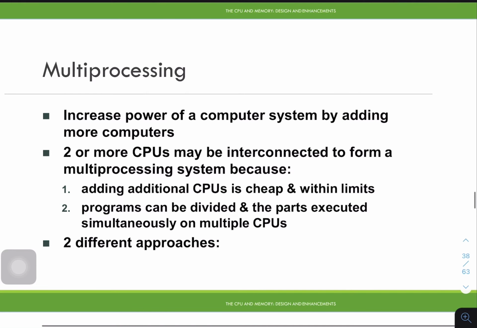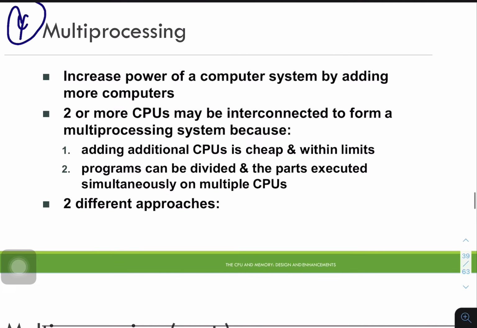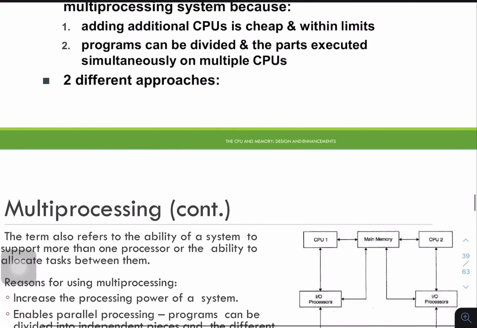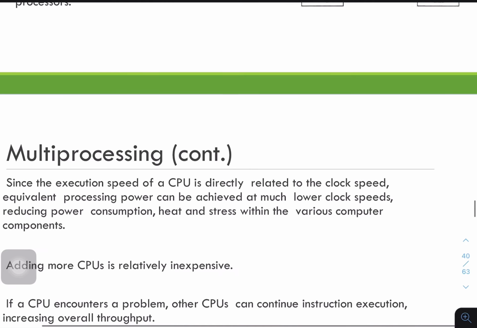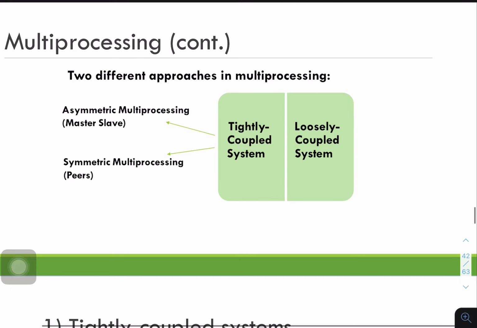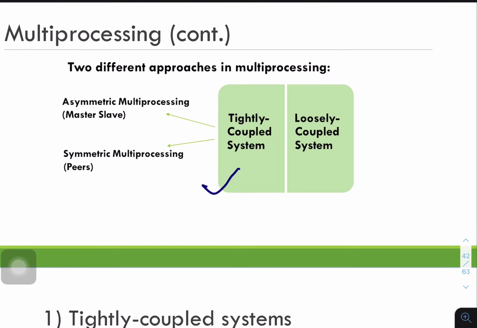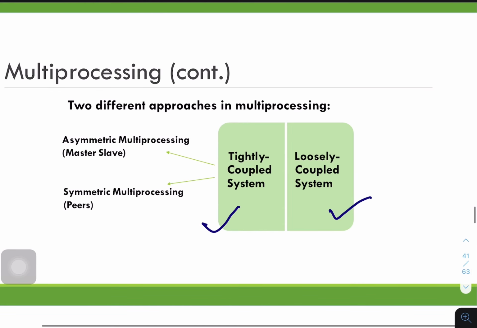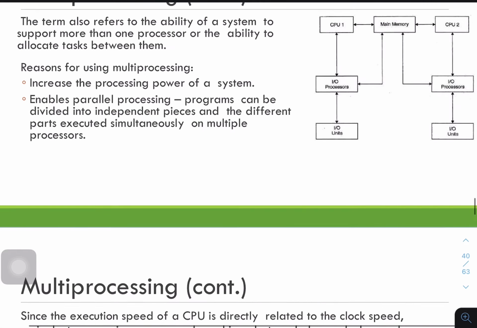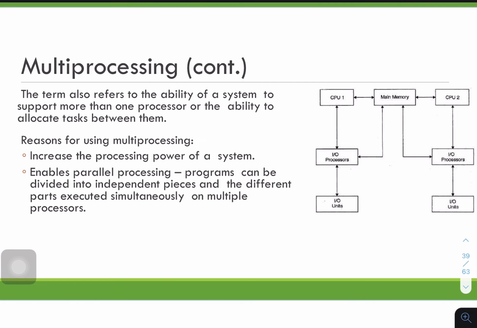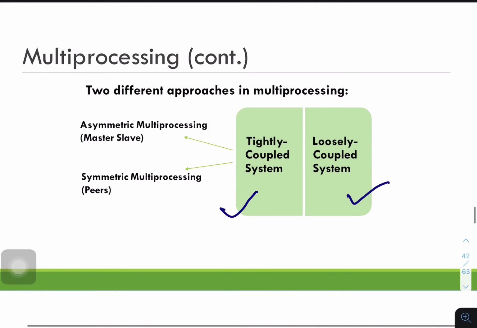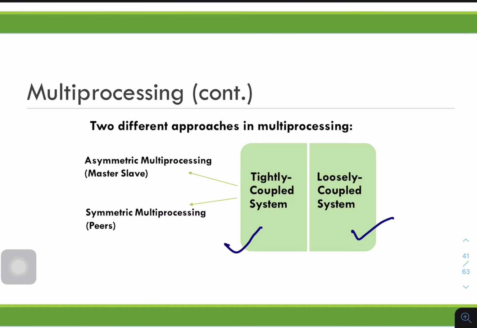Okay, the last one is multiprocessing. Number 4 is multiprocessing. So there are two different approaches of multiprocessing. The first one is tightly coupled system and the second is loosely coupled system. Saya akan terangkan secara ringkas je lah ni. Yang ni awak boleh baca sendiri. Sila baca apa yang dikatakan dengan multiprocessing tu. Tapi daripada nama kita dah boleh tahulah, multiprocessing means there is more than one processing happening at one time.